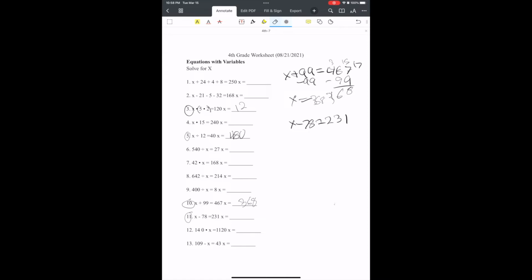Well, when it says x minus 78, that could also be written as x plus negative 78 is equal to 231. So when you write it as negative 78, you want to get rid of the negative, make it positive or equal 0. So you want to do plus 78 to both sides. So if you do that, your answer will be 309. So the answer to this is x is equal to 309.